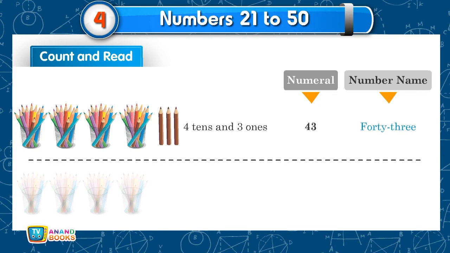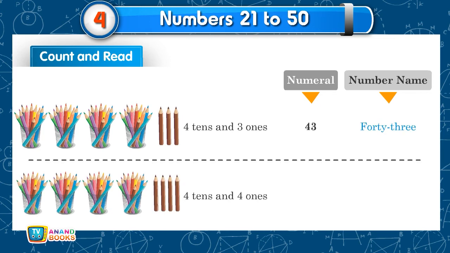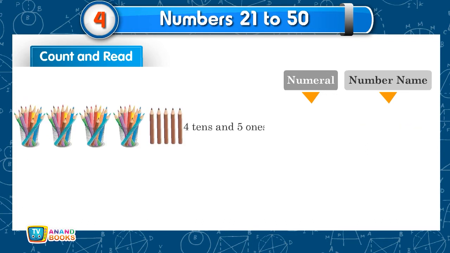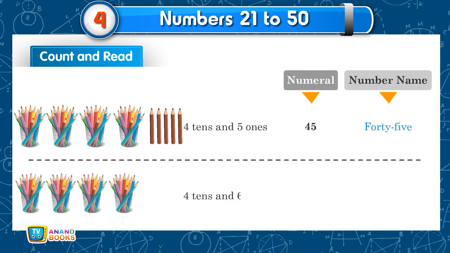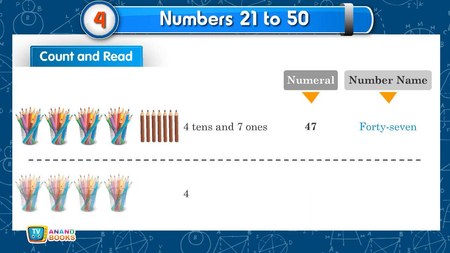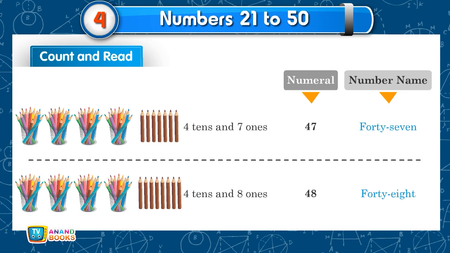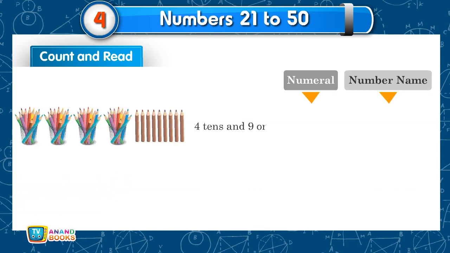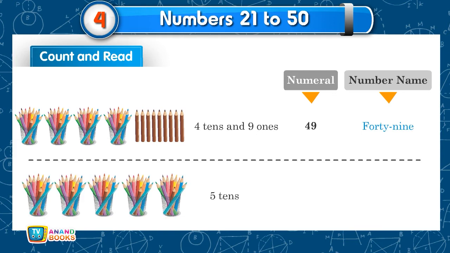43. 4 tens and 4 ones, 44. 4 tens and 5 ones, 45. 4 tens and 6 ones, 46. 4 tens and 7 ones, 47. 4 tens and 8 ones, 48. 4 tens and 9 ones, 49. 5 tens, 50.